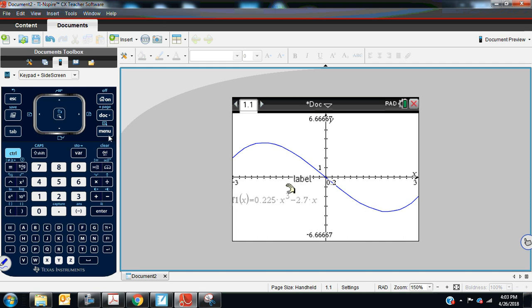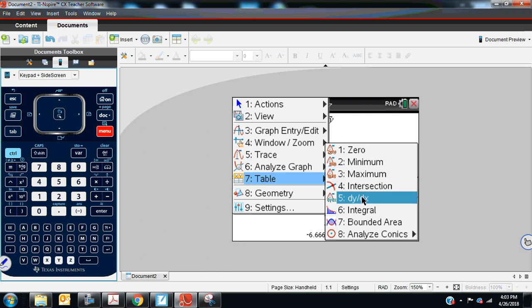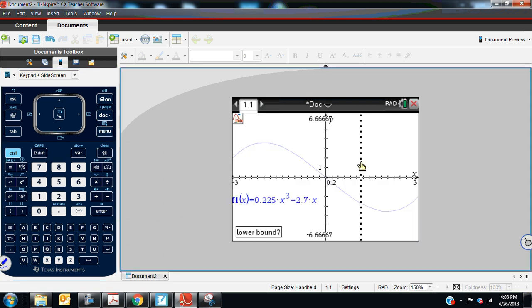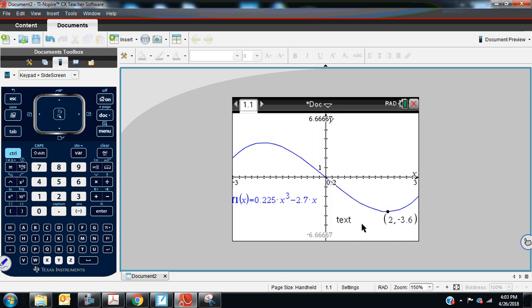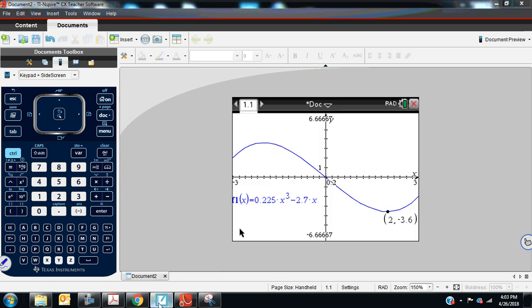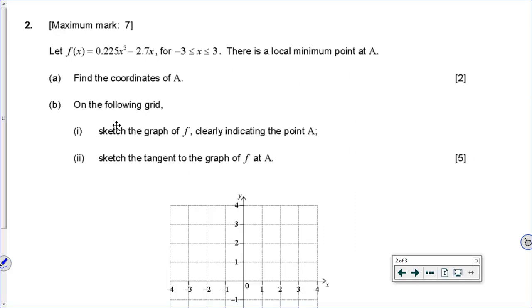I do want the calculator to get it for me exactly, so I'll go to Menu, Analyze Graph, Minimum. Click on the left and right of it, and it gives me 2, -3.6. I'm just going to check my menu and make sure that the rounding is okay, good. There aren't more digits that are missing. So (2, -3.6) will be the coordinates of A, and make sure if it asks for coordinates that you're giving a point and not just the x value.